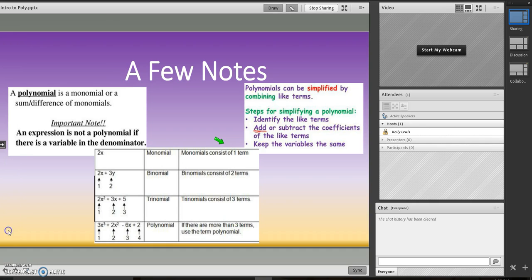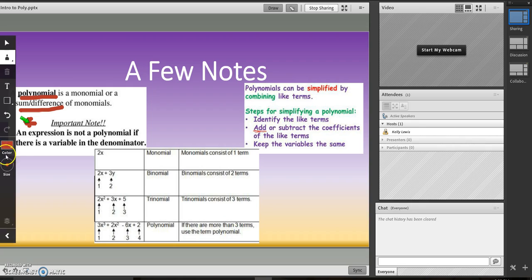All right, so a polynomial is just a sum or difference. So things are being added or subtracted, basically. And it can't have a variable in the denominator. I'm going to go back to what it cannot be after I show you some examples of what it can be. Let me make this a little bit smaller so it's easier to write.